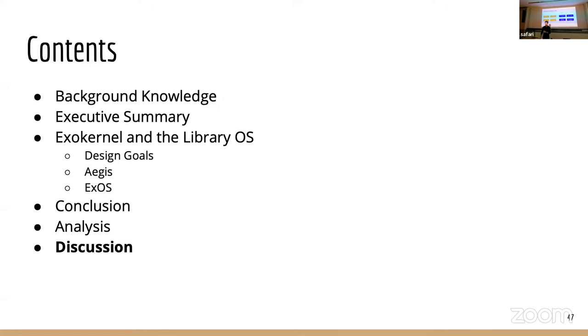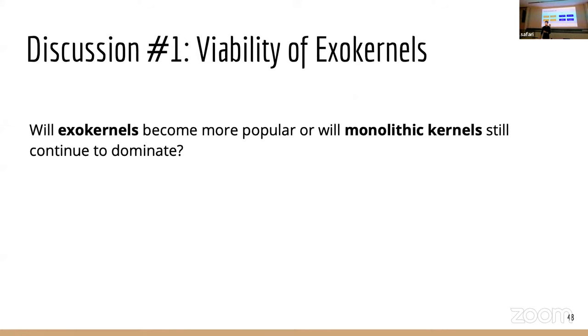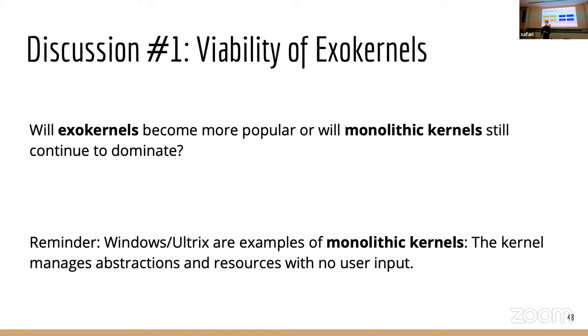So now that we've discussed the weaknesses and strengths of the paper, we'll go into the discussion part. So my first discussion question would be to ask you if exokernels will become more popular or if monolithic kernels will still continue to dominate. And as a small reminder, Windows and Ultrix are examples of monolithic kernels, which basically means that the kernel manages abstractions and resources with zero user input.